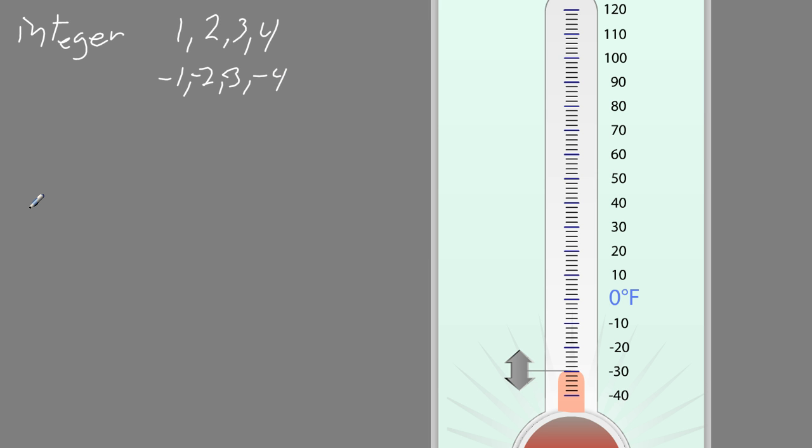So now that we know that positive and negatives are opposites, I want you to understand that adding and subtracting are also just opposite actions. Okay? We know that 3 plus 2 gives us 5. What we also know is that 3 minus 2 gives us 1.